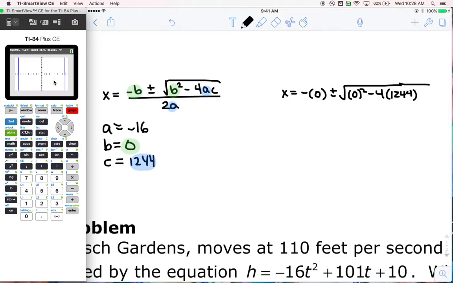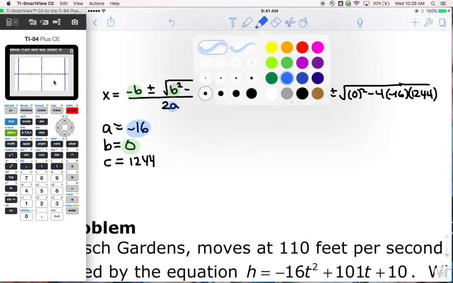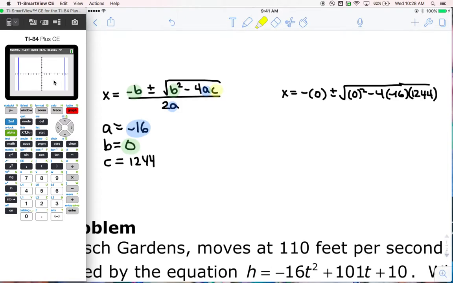oh man, you guys, I messed up. I'm trying to rush. It's not working very well. a is negative 16, not 1244. Hopefully you caught that. Hopefully I didn't mess you up. Negative 16, and then c is 1244. I only have to use c once, and it's just 1244. All right, all over 2a, right? So we got 2 times a, which is negative 16.